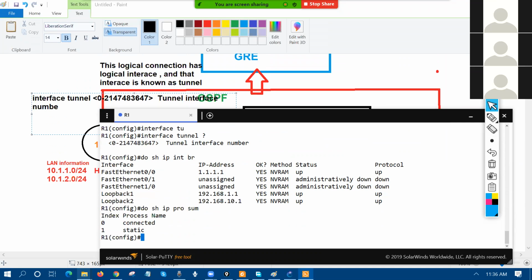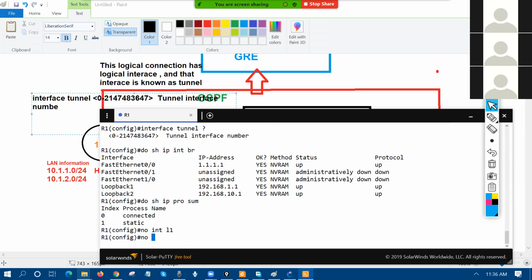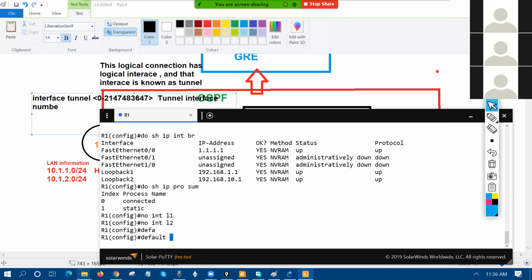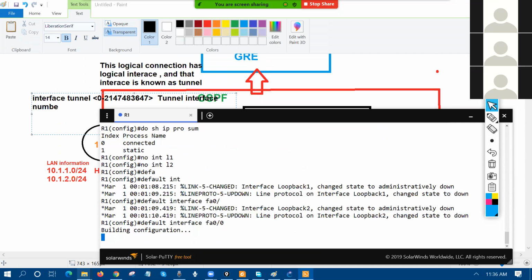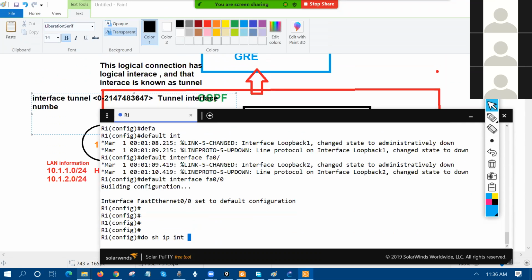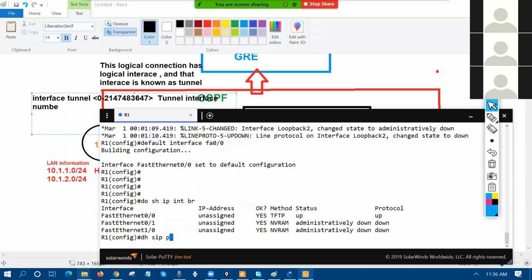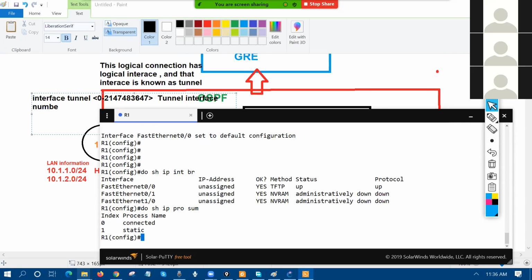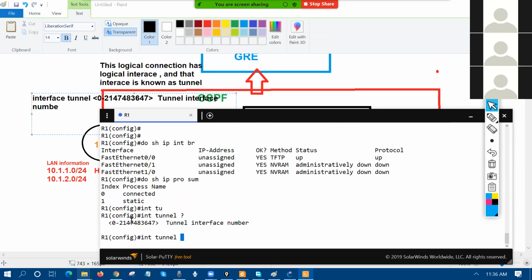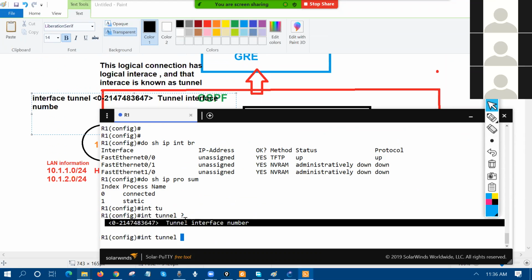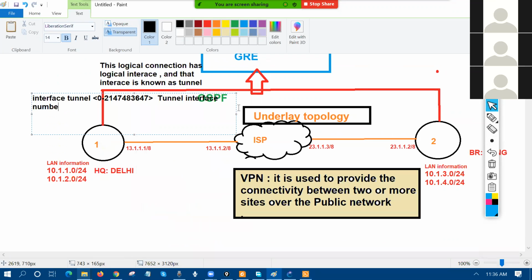I'm going to remove all this in one minute. Interface 0/0, I'll make it no interface loopback 1, no interface loopback 2, and default interface 0/0. So nothing is there. Do show ip interface brief, do show ip protocol summary. Right, nothing is there. And do show interface tunnel 1. You can see I have this range. You can take any number, it's locally significant.